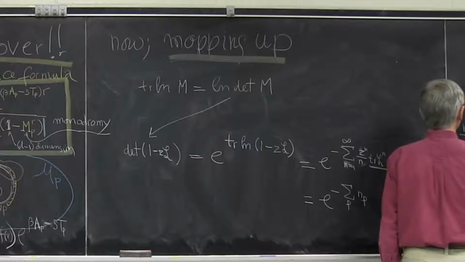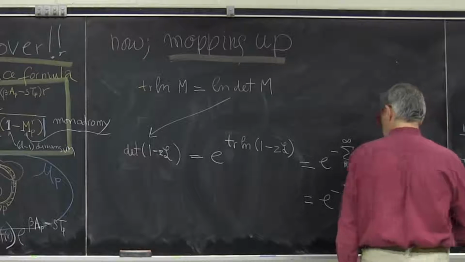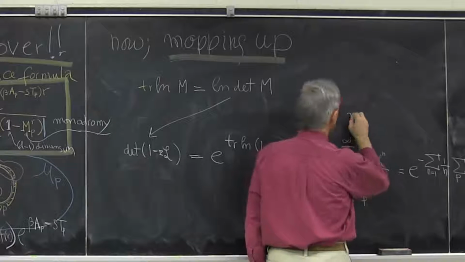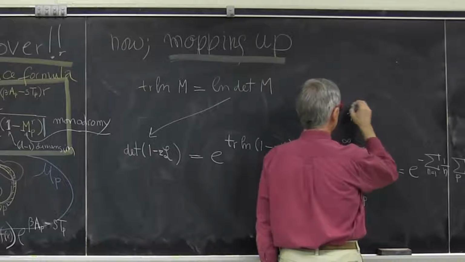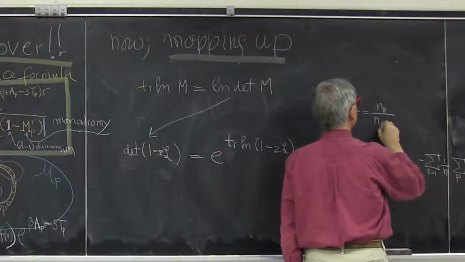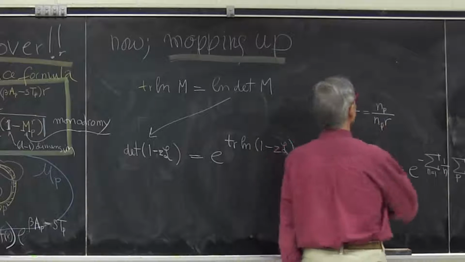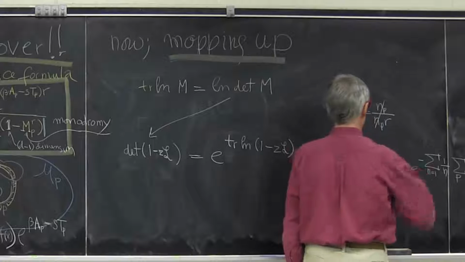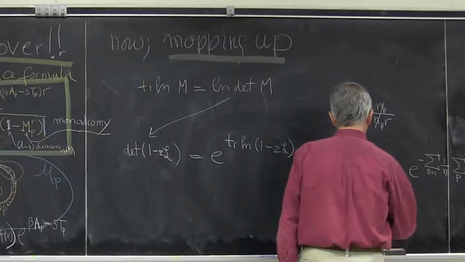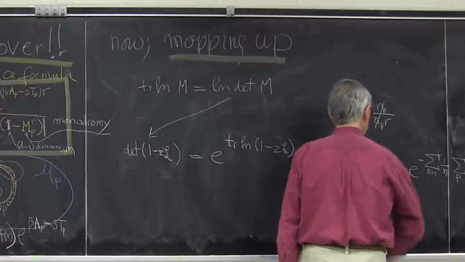So np divided by n, because of this Kronecker delta function, is np divided by np times r, because we only allow the repeats of a shorter cycle, so this cancels. So we get, instead of n, 1 over r. r goes from 1 to infinity.